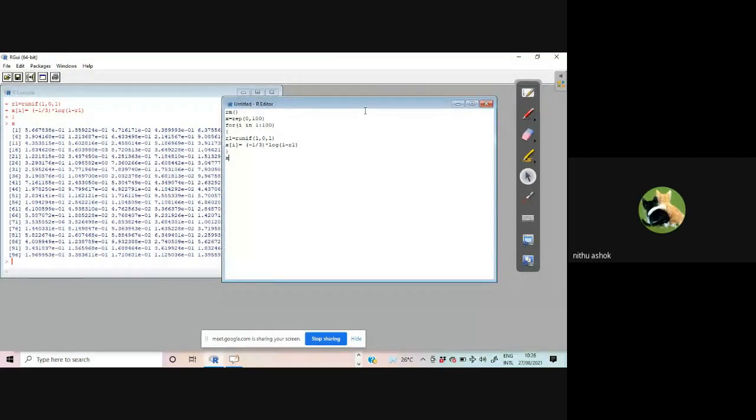Sir, I have a doubt. Ask me. In that bracket of runif, the first number is 1. What does it represent? It represents the number of random numbers which we have to generate. How many numbers do I want to generate? If I write 100 there, then I get 100 numbers.